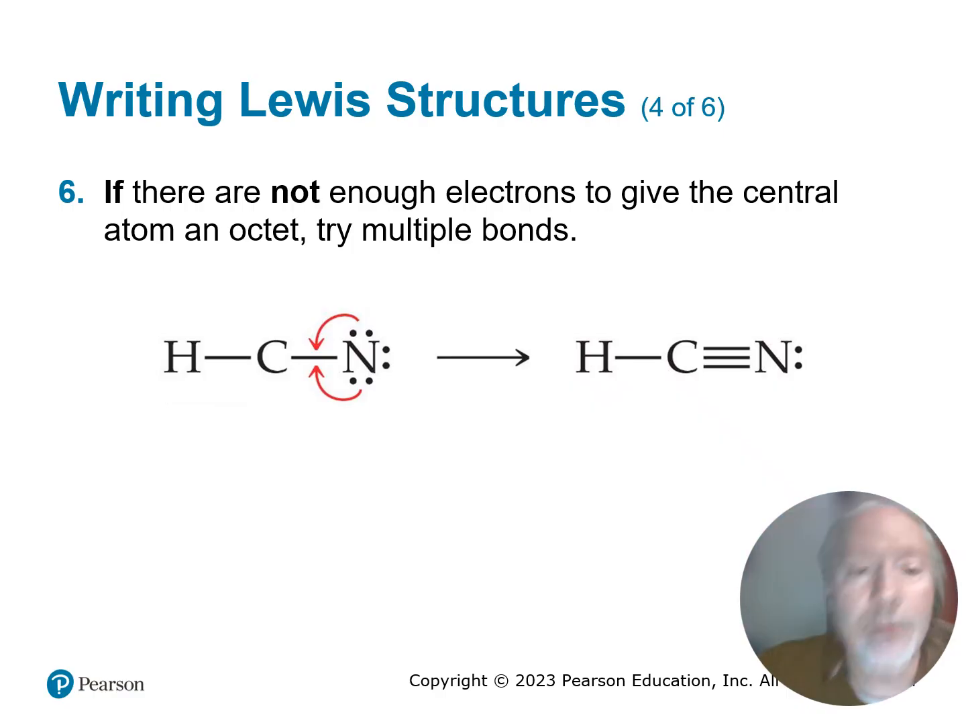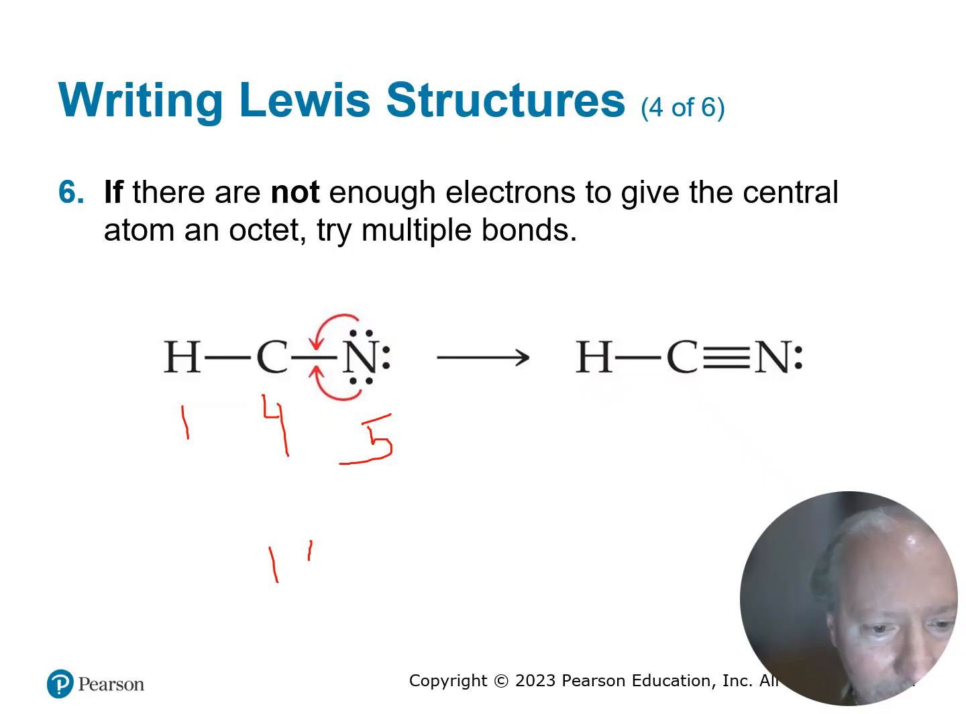So writing the Lewis structures, we can do this. Again, we know that hydrogen has 1 electron. We know that carbon has 4 electrons. And we know that nitrogen would have 5 electrons. So we would end up having 10 electrons total here. And so we can put carbon as the central atom.